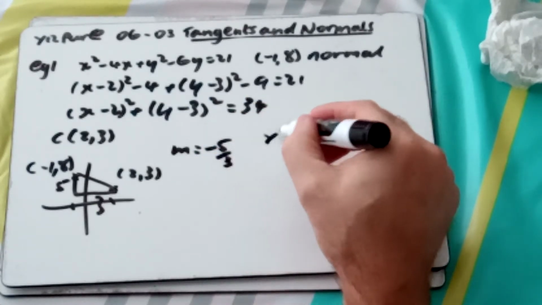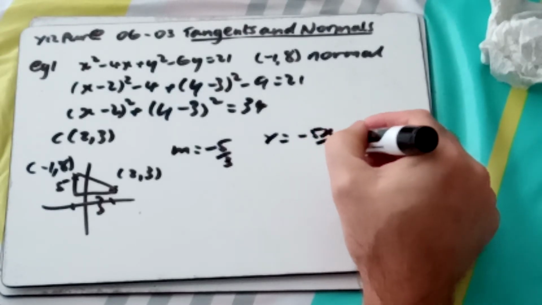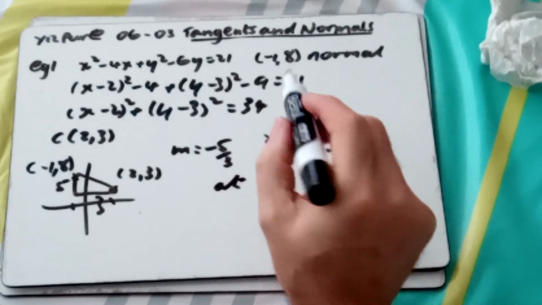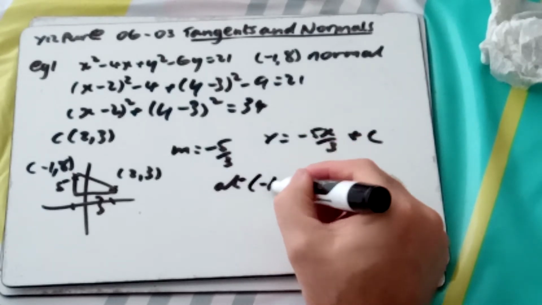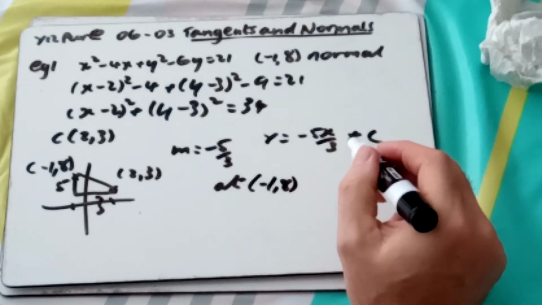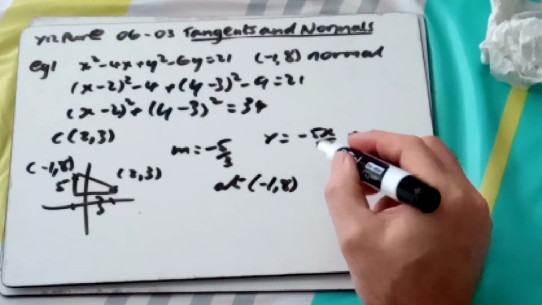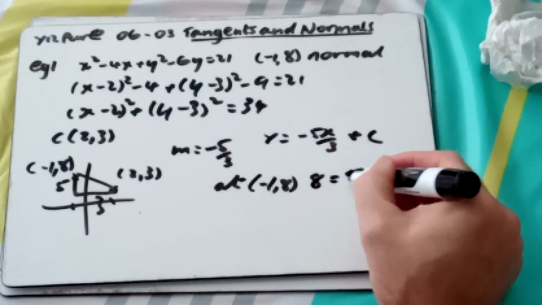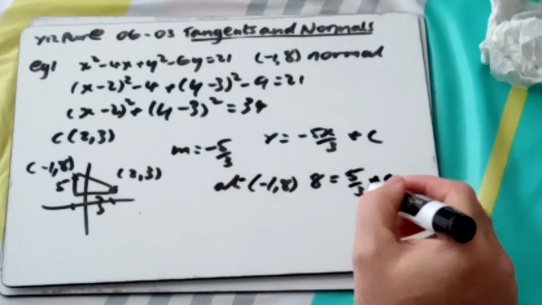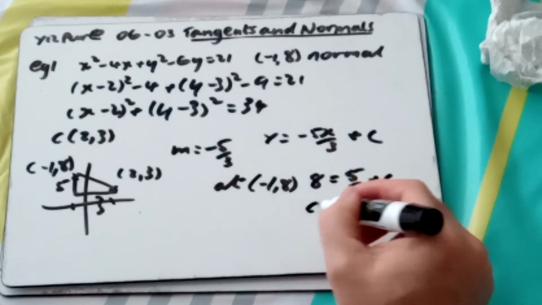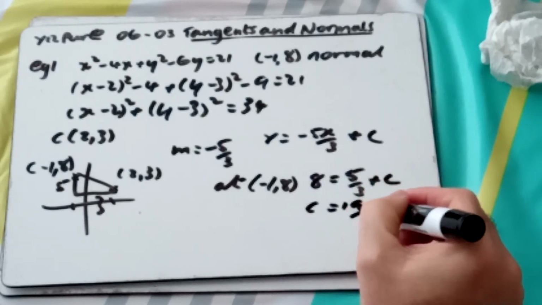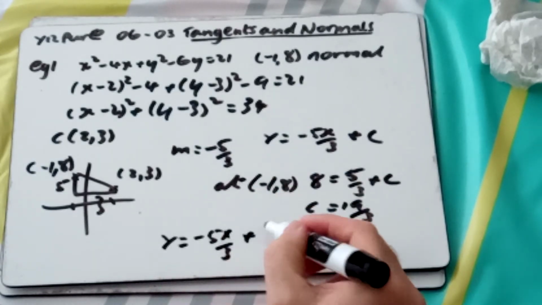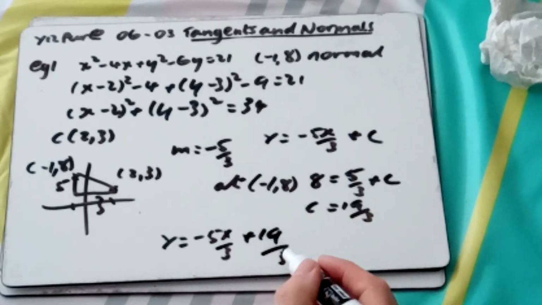My equation then is y equals minus 5x over 3 plus c. Right, I'm going to use minus 1, 8, but I'll check it with the centre. I'll say why in a minute. So 8 is 5 over 3 plus c. C is 24 minus 5, 19 over 3. So y equals minus 5x over 3 plus 19 over 3, or any equivalent one to that.